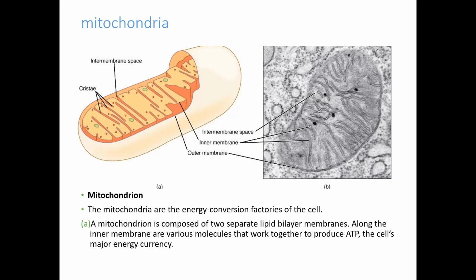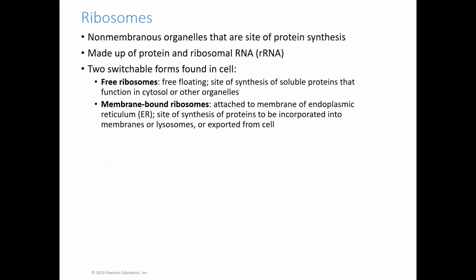And it's a double layered membrane. Not only is it double layered, but it also has an inner membrane and an outer membrane. It's the inner membrane where all the work takes place. That's the mitochondria. The ribosomes don't have any membrane.